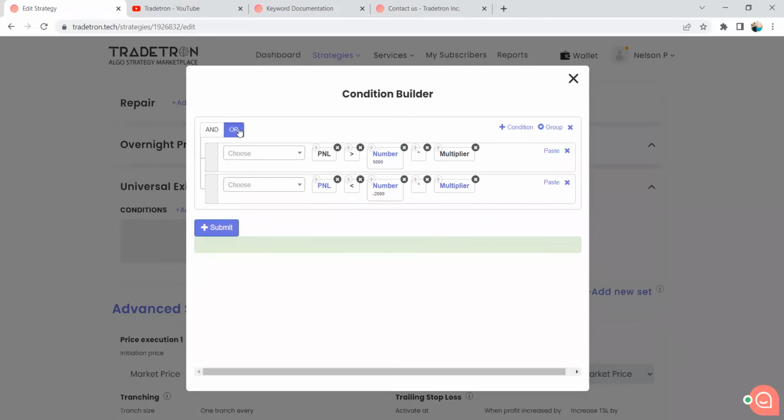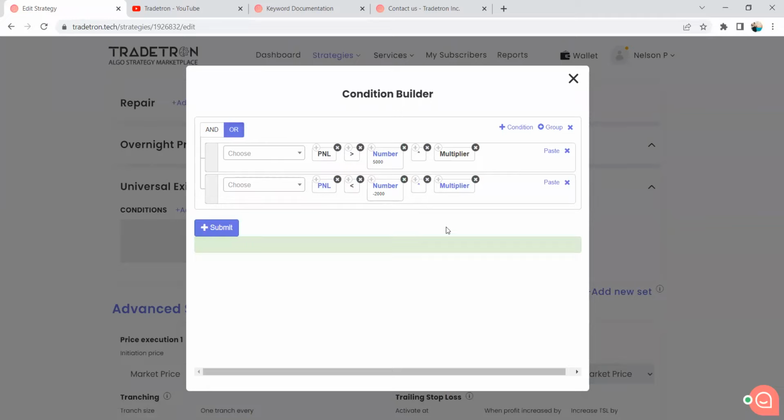If you see previous in the entry of first set and second set, all of the conditions were in AND because we wanted all of those conditions to be true together. Over here, we don't want that, both of them cannot be true together. You cannot have profit and loss at the same time. So that's the reason why we will use OR condition over here.